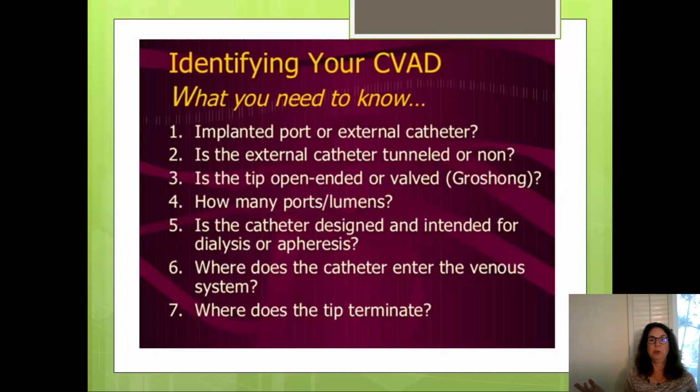How many ports? How many lumens do I have? Is it a double lumen? It could be a Hickman for dialysis. Is it a triple lumen? Is the catheter designed and intended for dialysis or apheresis? So do I need to set it aside, not use it for anything else? And where does the catheter enter the venous system? Is it going through the groin? Is it going through the jugular? Is it going through the subclavian? And then when I know all that, where's the termination of the tip? So is what I'm looking at in the arm here actually a PICC line or midline catheter? I think that kind of gives you a bit of an overview there.